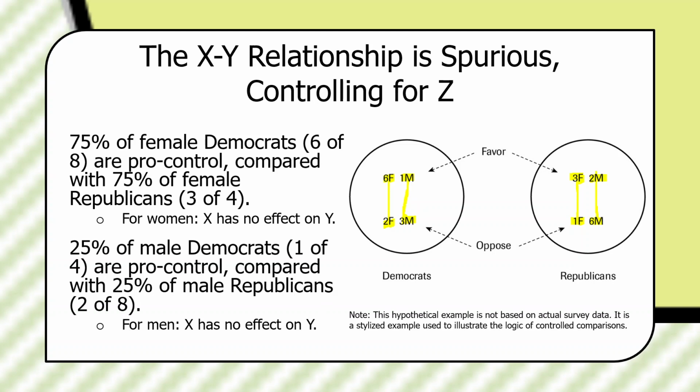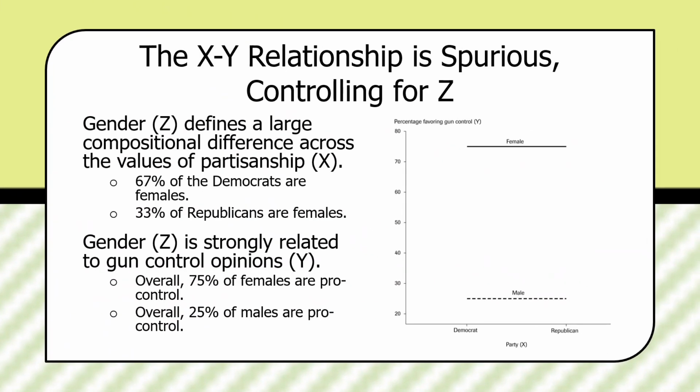All right, let's review that. Here's the dynamic behind spuriousness. In our example, gender, Z, defines a large compositional difference across the values of partisanship. 67% of Democrats are females, and about 33% of Republicans are females. So that's a big compositional difference. And gender, Z, is also strongly related to gun control opinions. Overall, 75% of women are pro-control, and only 25% of males are pro-control.